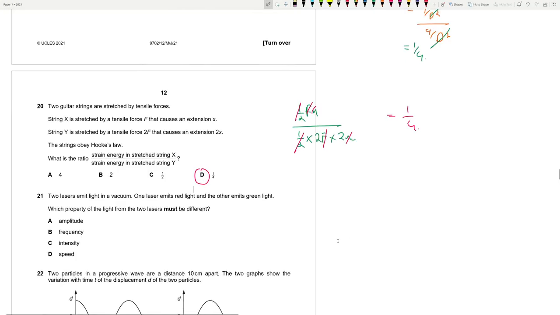Two lasers emit light in a vacuum. One laser emits red and the other emits green. Which property of the two lasers must be different? So remember that both of them are visible light, so speed must be the same. Okay, but since wavelength is different, frequency must also be different. Okay, trick question. But there is no guarantee that amplitude or intensity are different.